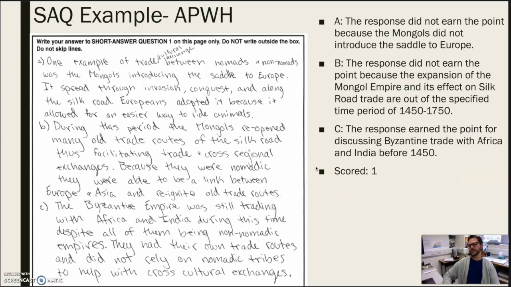They scored a 1. All right, so for example A, one example of trade cultural exchange between nomads and non-nomads was Mongols introducing the saddle to Europe. So here we do have, they answered, it spread through invasion, conquest along the Silk Road. They did cite, they're referring specifically to the Silk Road. Europeans adopted it because it allowed for an easier way to ride animals. They did elaborate. So they have their ace right there. They did not earn the point because Mongols did not introduce the saddle to Europe.